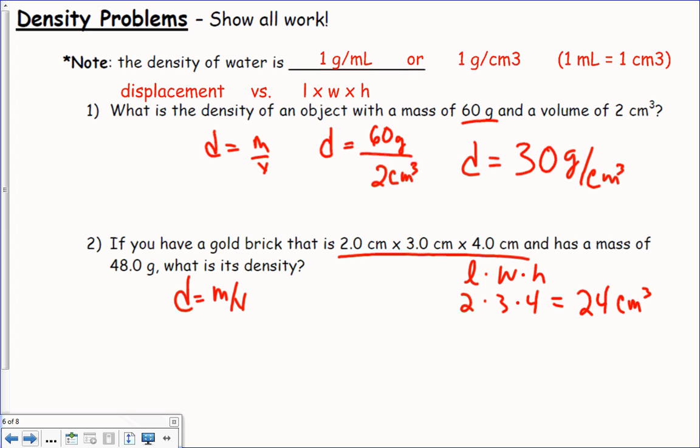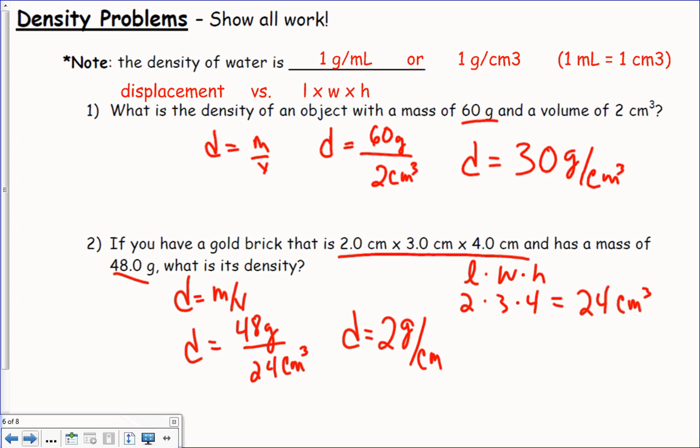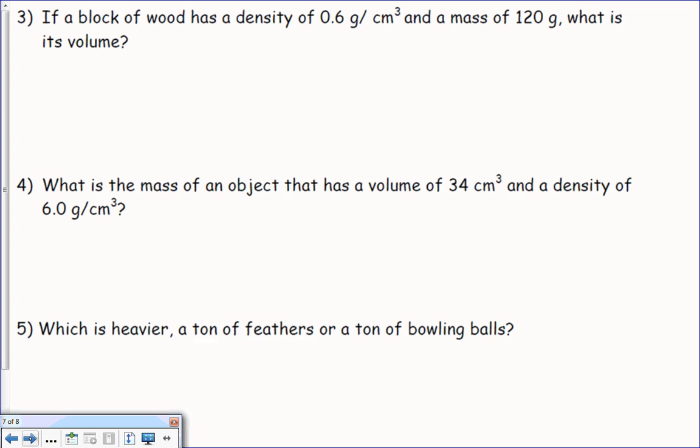And I'm given my mass, so I can plug and chug now. Density equals 48 grams divided by 24 centimeters cubed. Density equals 48 divided by 24, 2 grams per centimeter cubed. Okay. 3. All right, I have the density.